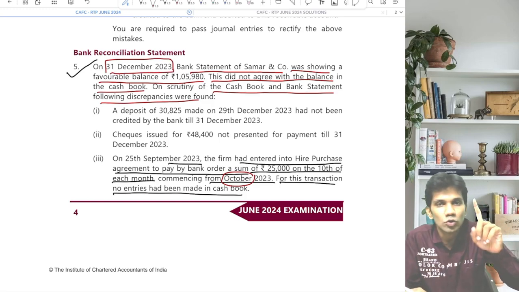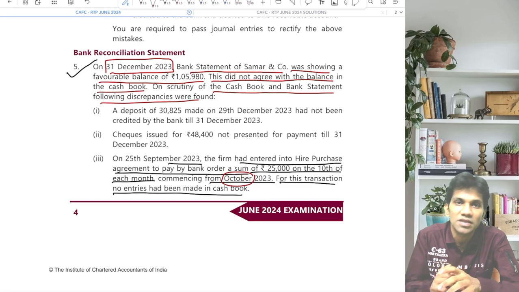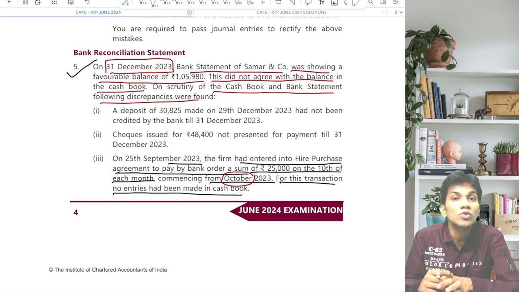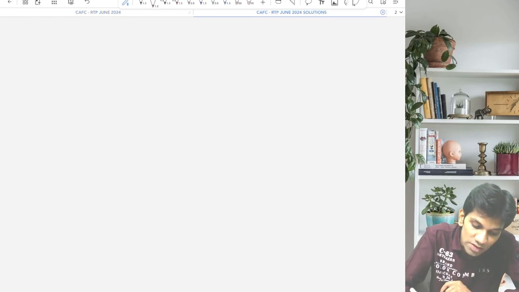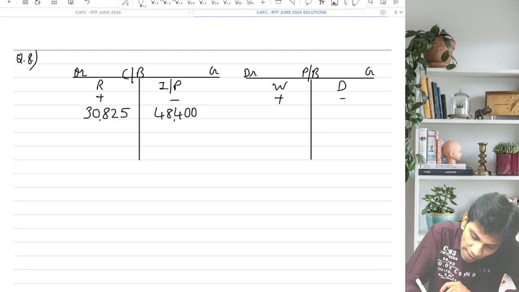So can I say 10th October, 10th November, 10th December, 3 installments we are supposed to pay. Who is going to pay? Bank, because we have given instructions to the bank. So who will record this? Bank. Bank means passbook, and I'll say 75,000 on the withdrawal side because the bank will debit 25,000 every month for 3 months.